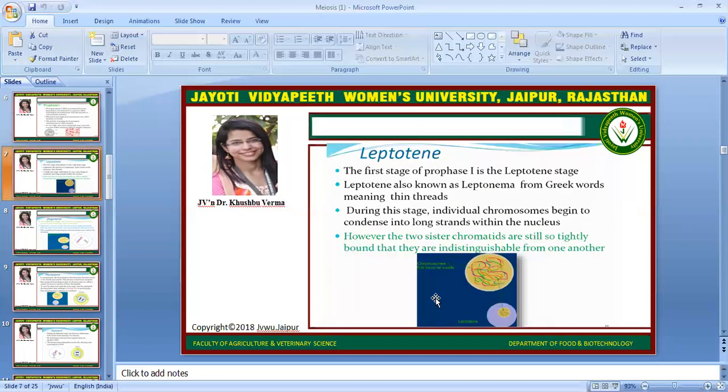First of all, we will discuss its first stage, which is leptotene. Leptotene is also known as leptonema, from the Greek words meaning thin threads. During this stage, individual chromosomes begin to condense into long strands within the nucleus. However, the two sister chromatids are still so tightly bound that they are not distinguishable from each other.